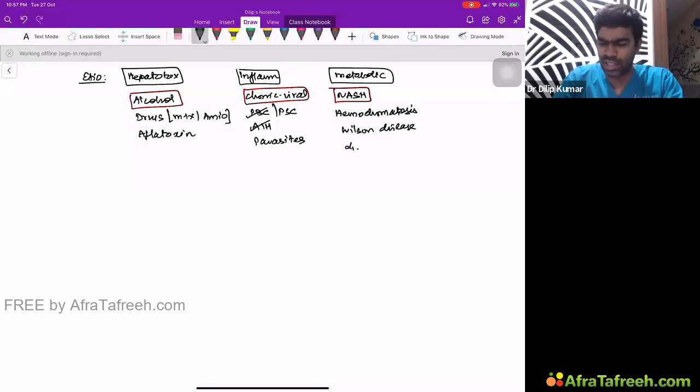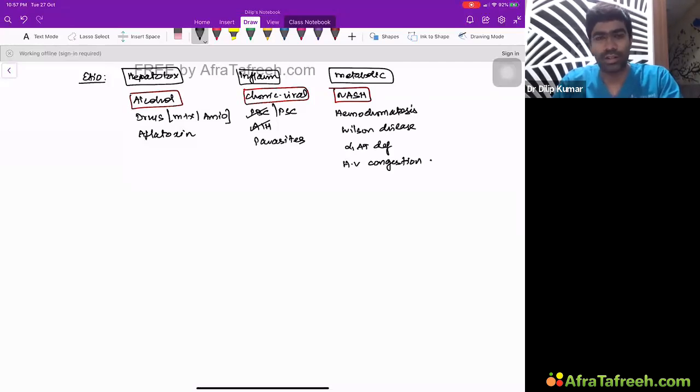And we have some specific forms of alpha-1 antitrypsin deficiency, only specific forms, again rare. And problems in hepatic vein congestion, like Budd-Chiari syndrome, cardiac cirrhosis, for example, constrictive pericarditis or severe right ventricular failure, can result in hepatic vein congestion, resulting in congestive hepatomegaly and cardiac cirrhosis in the long run.